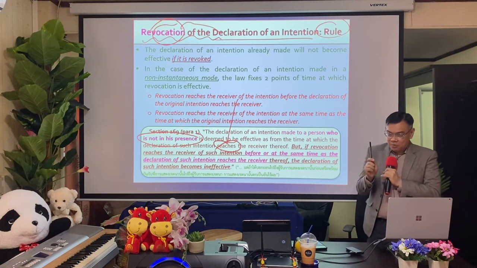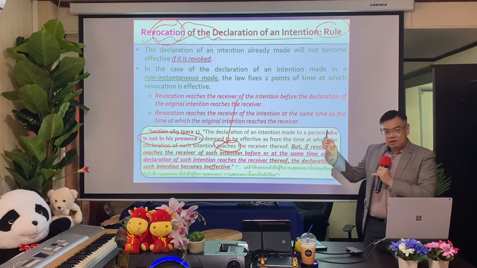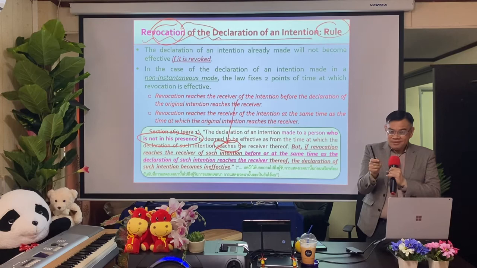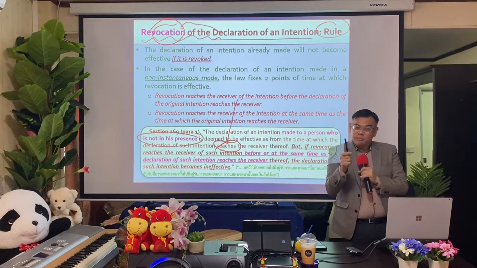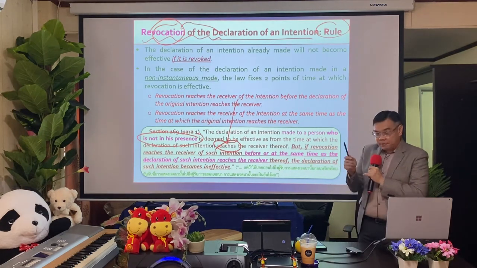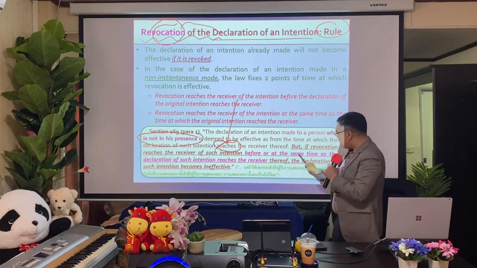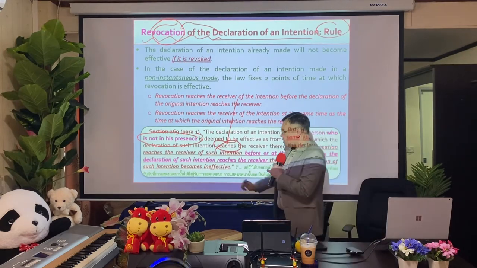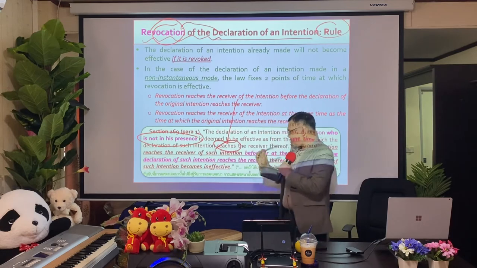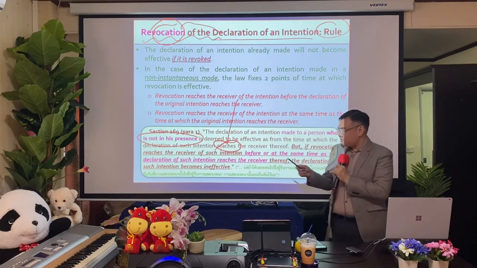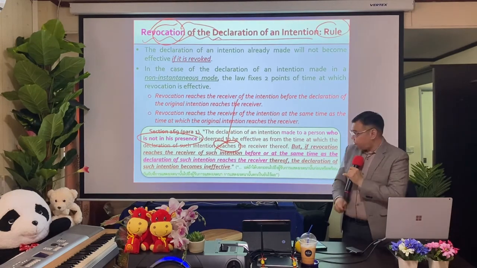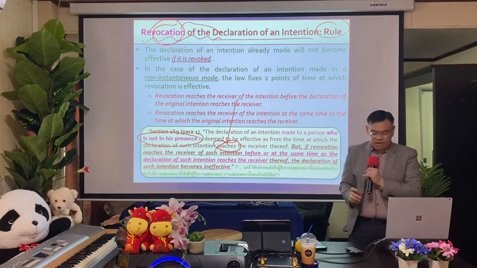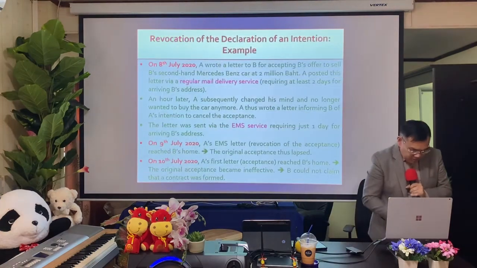Let's have a look at the example again. The law says that revocation can be made in order to put an end to the declaration of the intention which has been made, but the revocation will have to reach the other party before or at the same time as the declaration of the original intention reaches the receiver of the intention. Have a look at this example here.